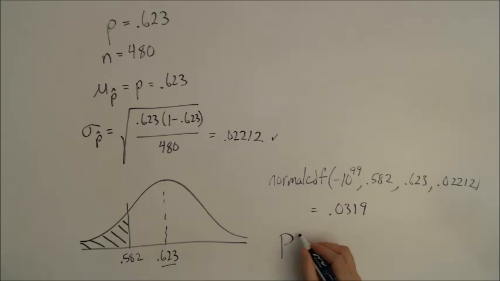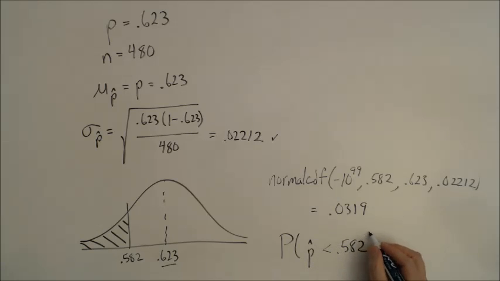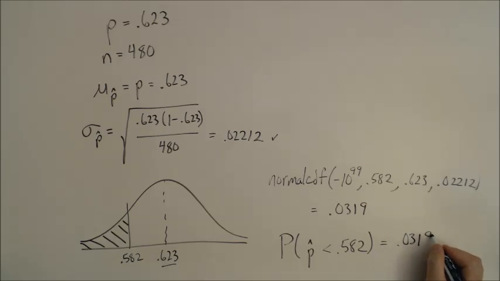That is the probability or likelihood that one of these sample proportions is smaller than 58.2%. It is approximately 3%. That's our probability. That completes problem 3.